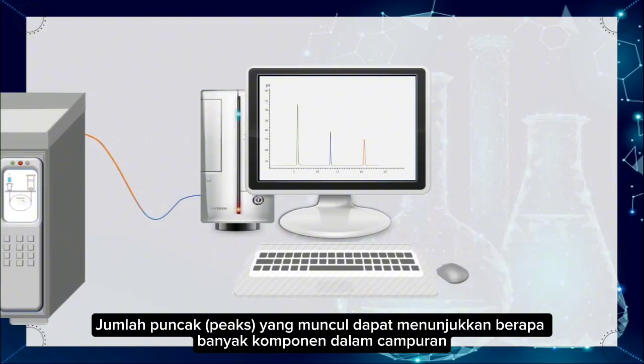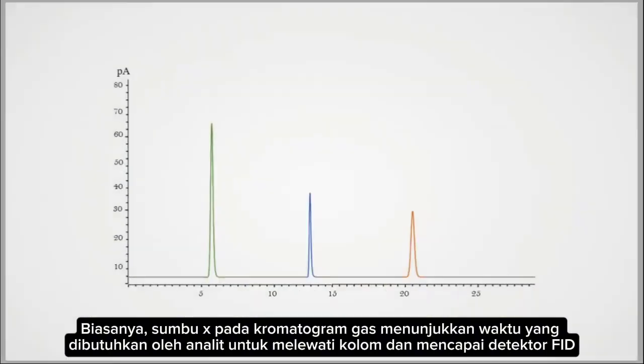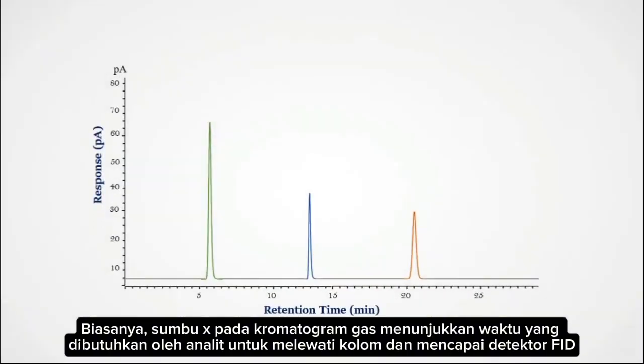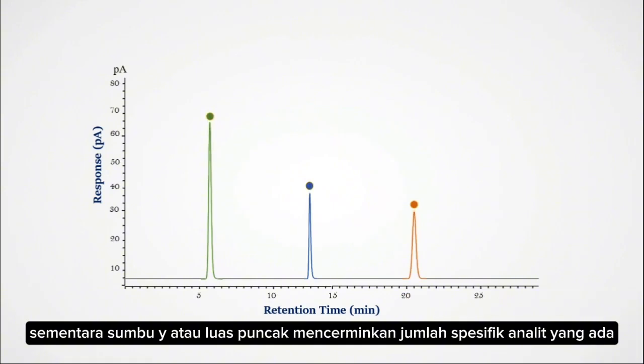The number of peaks present can indicate how many components are in the mixture. Usually, the x-axis of the gas chromatogram shows the amount of time taken for the analytes to pass through the column and reach the FID detector. Typically, the y-axis, or the area of the peak, is a reflection of the amount of a specific analyte that's present.